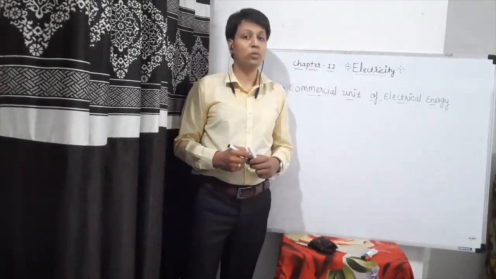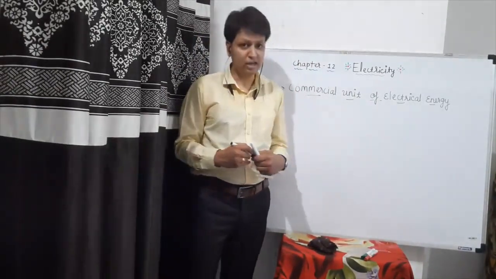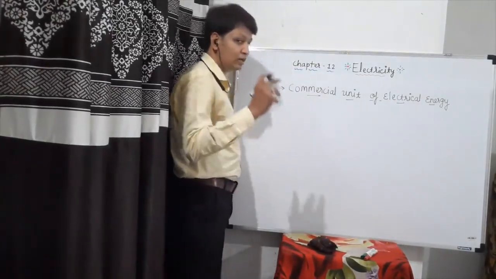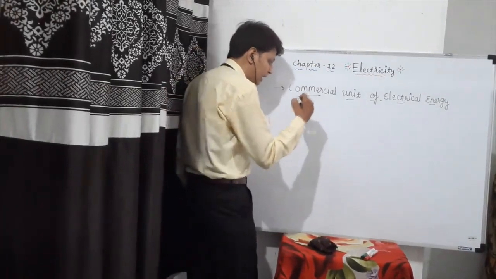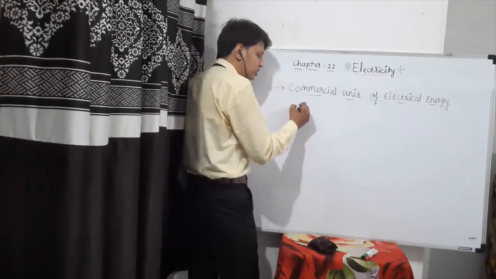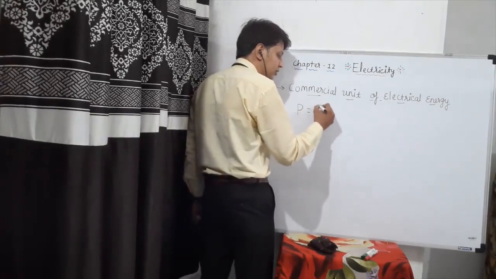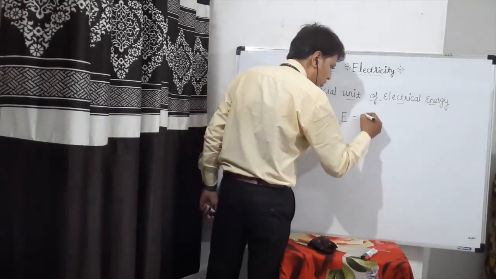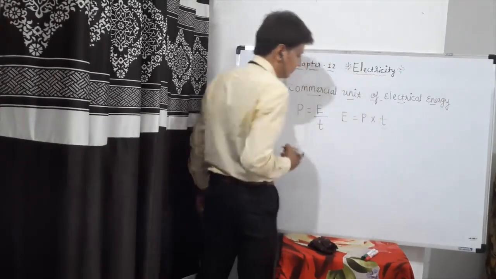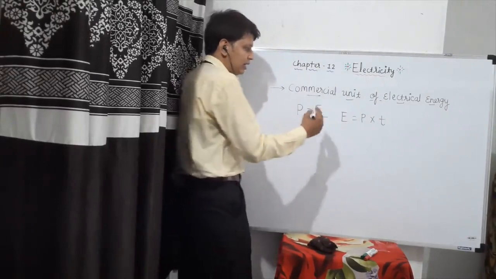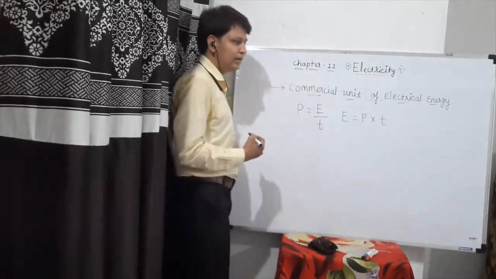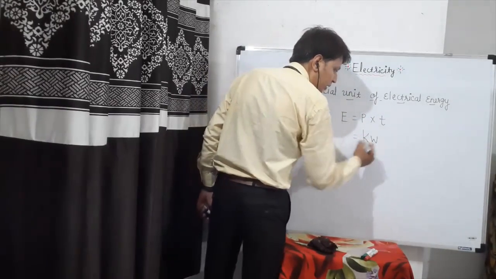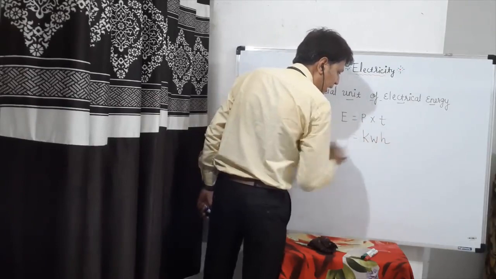Students, let us study the commercial unit of electrical energy. The energy can be calculated in the form of kilowatt hour. Let me tell you how to calculate energy. As we know, power can be written in the form of energy upon time. So I can write that energy will always be equal to power multiplied by time. So if I want to calculate energy, power into time will be multiplied. The unit to measure power, watt, will be kept in kilowatt and time will be kept in hour.